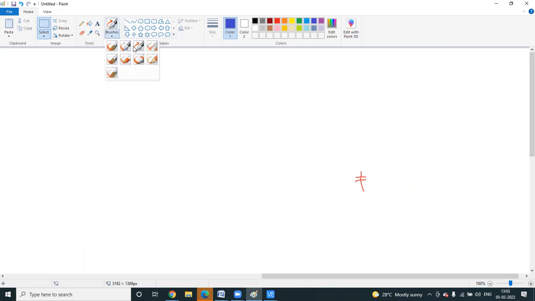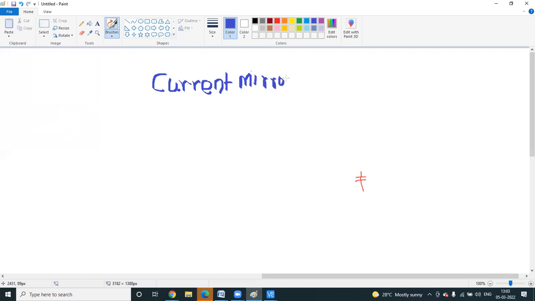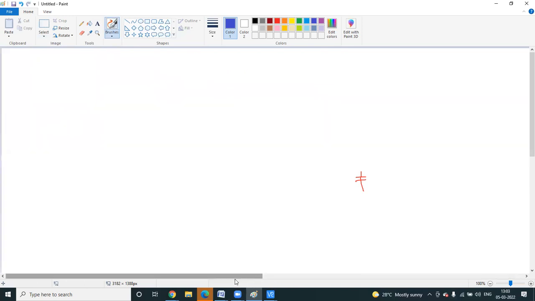Okay, I'll touch now current mirror, because the matching concept comes every time. So before matching, we need to know current mirror and differential pair. So what is current mirror? Before that, op-amp also I'll tell you. I'll try to make it a little bit shorter.